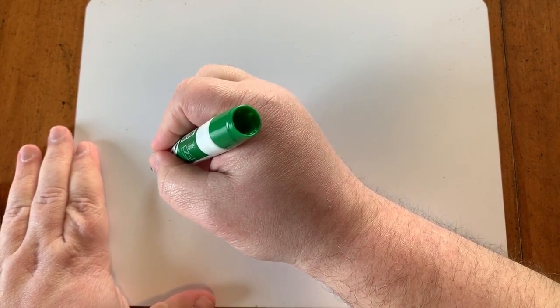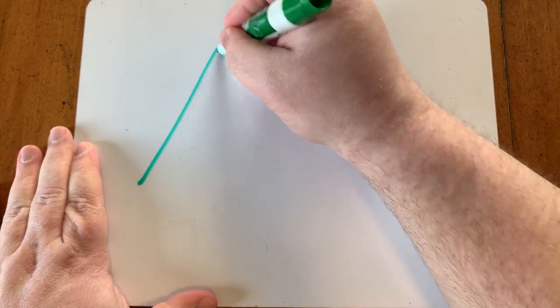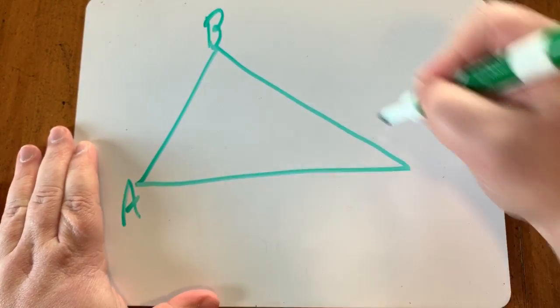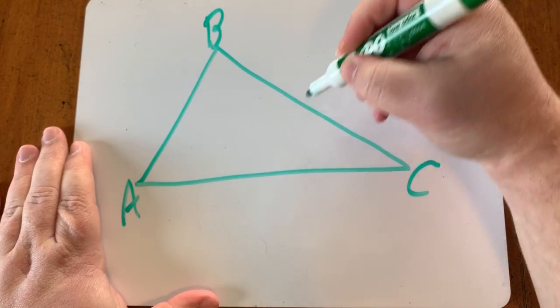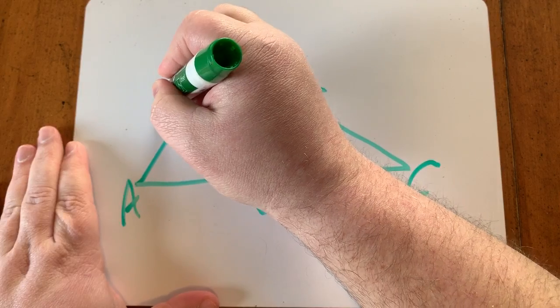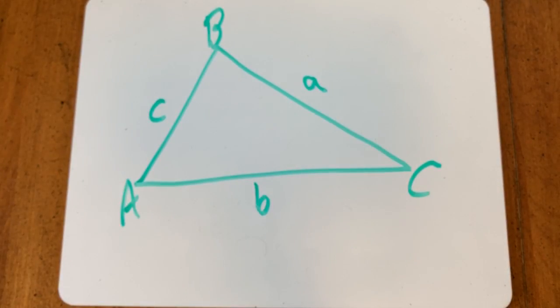Hey everyone. Last week we talked about the law of sines. This week we're going to talk about its counterpart, the law of cosines. In order to work with this, we're going to be working with the same general triangle again, our same triangle ABC, where side A is opposite angle A, side B is opposite angle B, and side C is opposite angle C. So we have that.